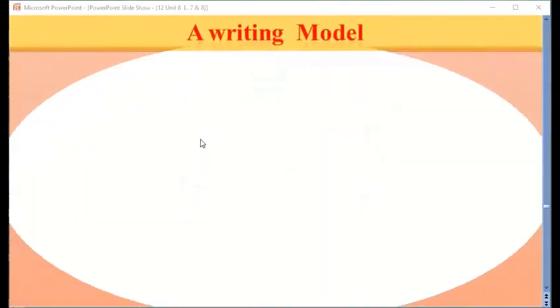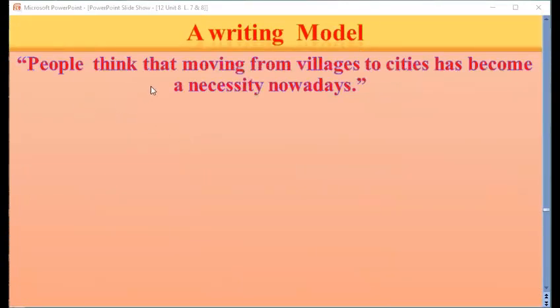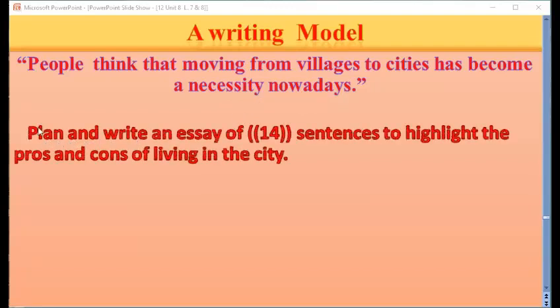Let's have a look at this part, dear students, a writing model. People think that moving from villages to cities has become a necessity nowadays. But here in this part, have a look: plan and write. Plan, you have to make the outline. Write, you have to write 14 sentences, an essay of 14 sentences to highlight the pros and cons of living in the city. Pros, cons, advantages, disadvantages of living in the city.